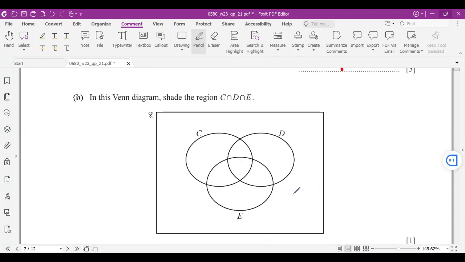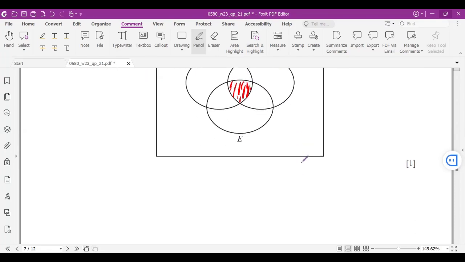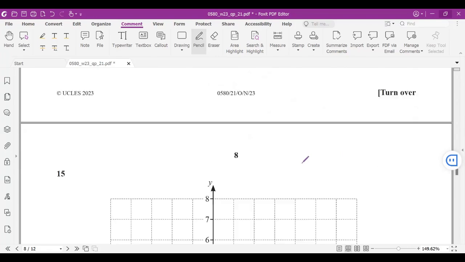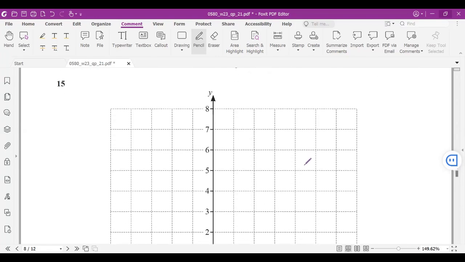The B part, we are asked to shade this region where the three sets intersect. So this is the space, the place, the region where the three sets intersect. So that's one mark. We move on to the next question.